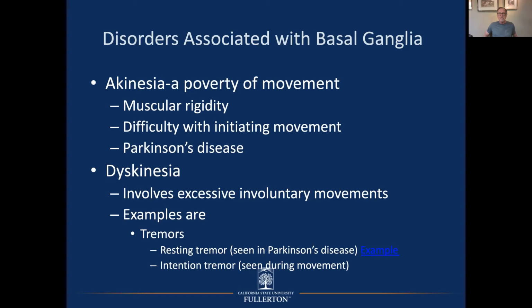You also will see dyskinesia in basal gangliar disorders, and those are excessive involuntary movements. Examples are tremors. Here's a resting tremor in Parkinson's disease. I picked this one, we could look at a bunch of tremors, but I picked this one because you're going to see it a lot.